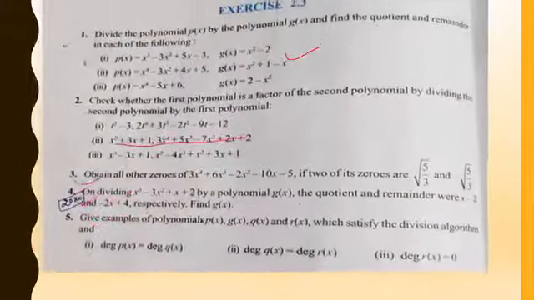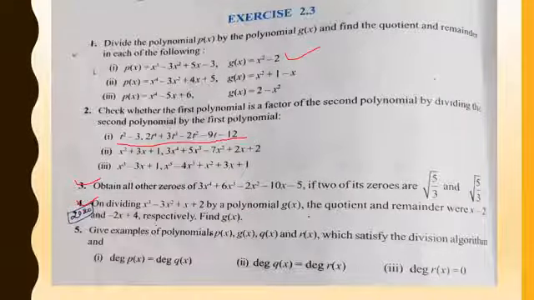Today, let's continue our discussion on exercise 2.3. Last time we already finished question number 1 for finding quotient and remainder when one polynomial is divided by the other. Today, let us discuss three important questions: question number 2, 3, and 4.